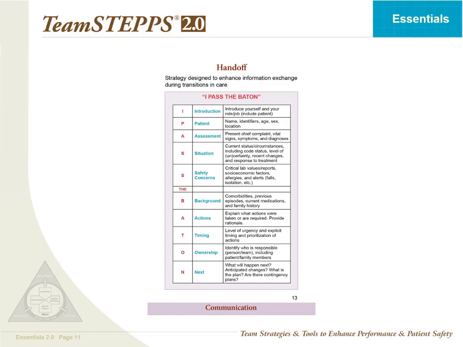B is background for comorbidities, previous episodes, current medications, family history. A is for actions. What actions were taken or are required? Provide a brief rationale. T is for timing. Level of urgency and explicit timing and prioritization of actions. O is for ownership. Who is responsible? Include patient and family responsibilities. And last is next. What will happen next? Anticipated changes, what is the plan, and are there contingency plans?